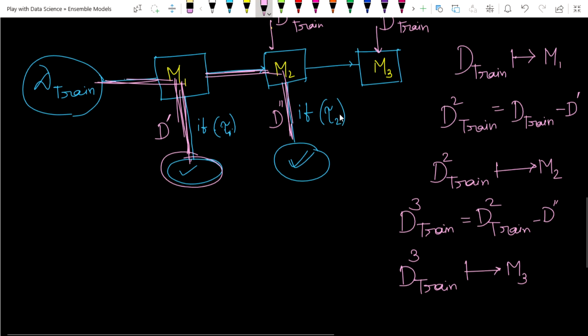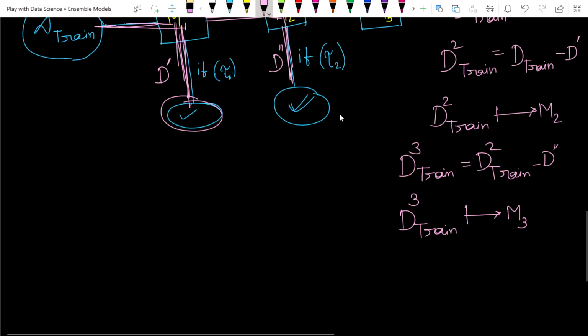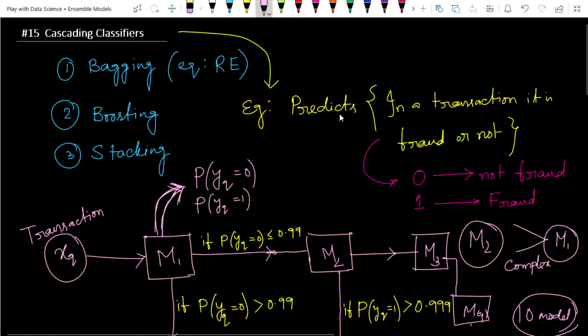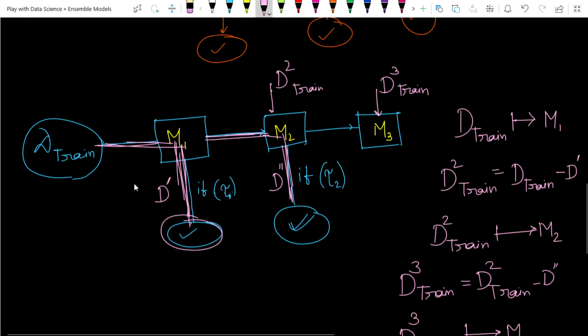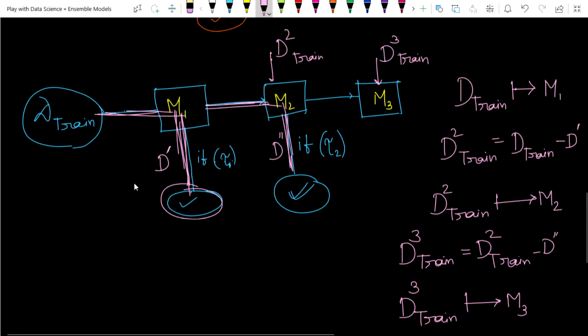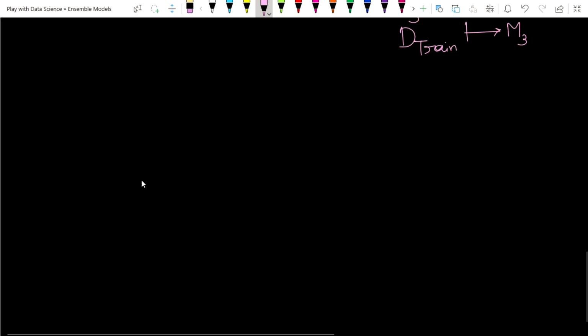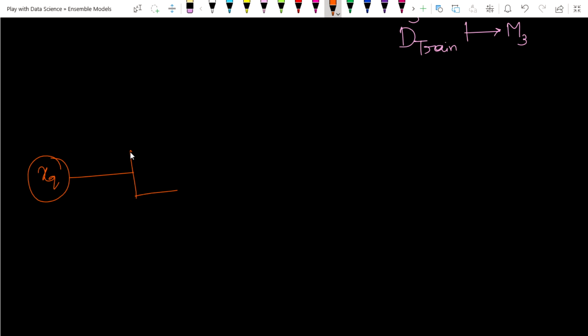And there is another kind of cascading model. This was the simple iterative cascading model that depends on the previous stage, but there is also another kind of cascading model. Suppose we have a query point xq, and using the query point or the train data, we have built a model M1.